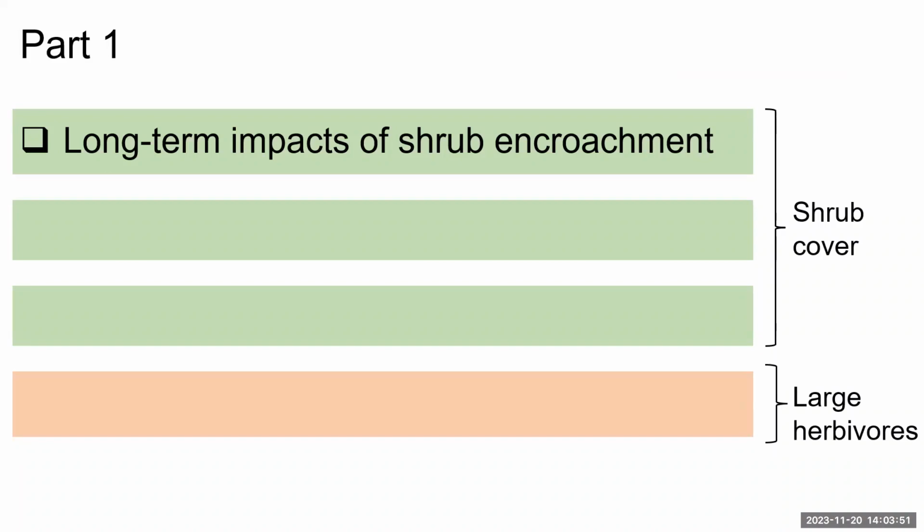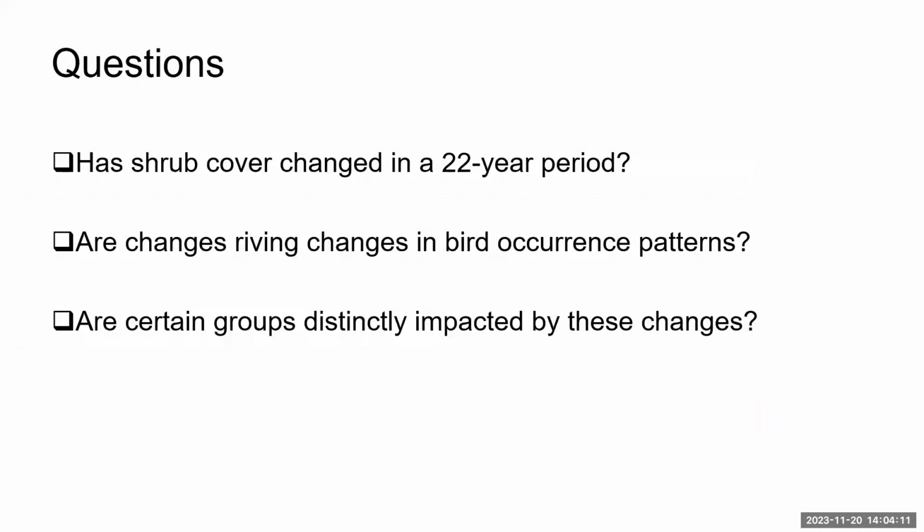So we know a little bit about how shrub cover is changing over time. There is some work trying to understand some of the drivers of shrub encroachment. But surprisingly, we lack studies on how these changes are impacting animal communities over time. So with that, we had these 3 questions we wanted to answer. At first, we wanted to figure out if shrub cover has changed in a 22-year period. Second, if those changes in shrub cover were impacting bird communities.